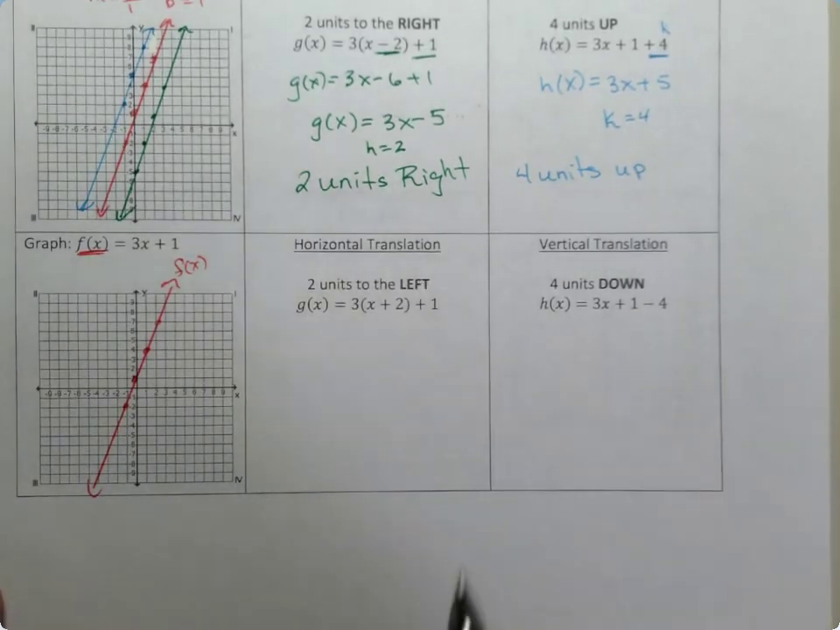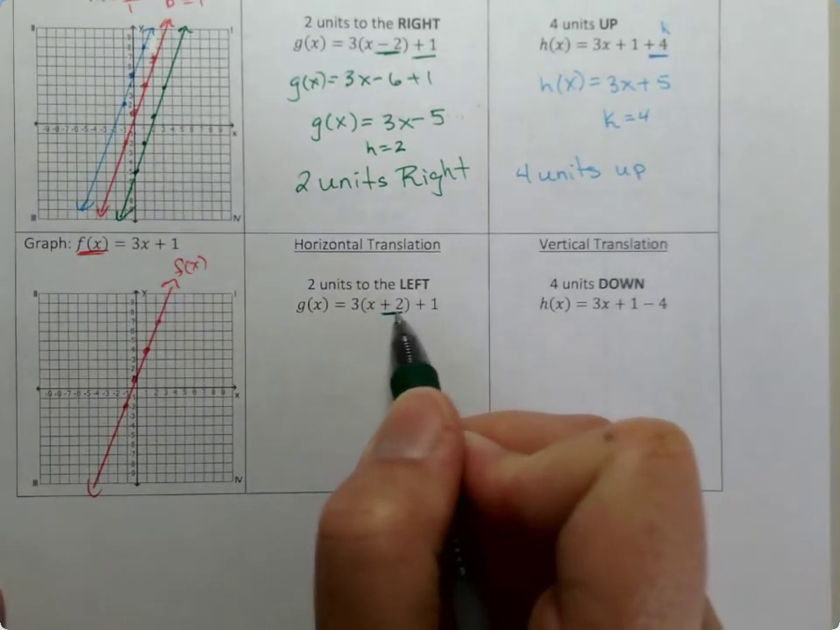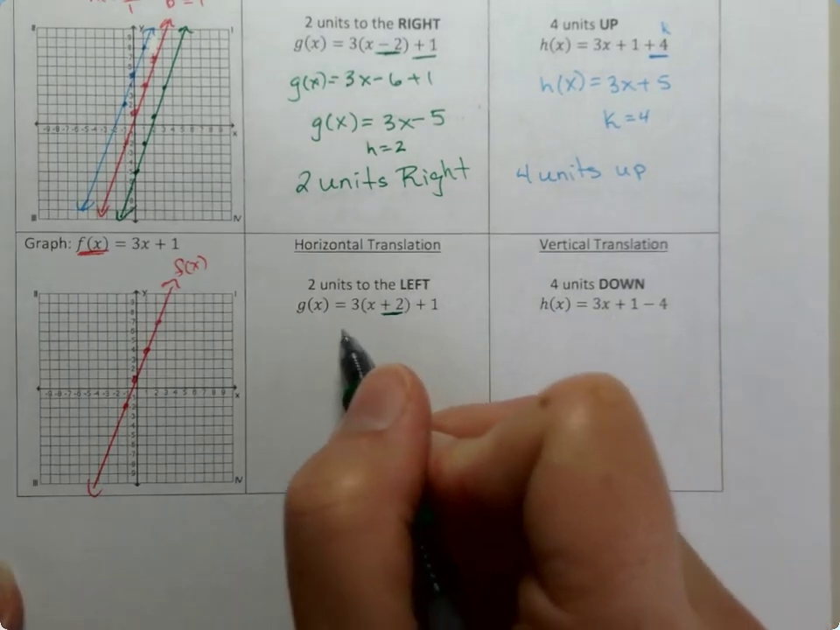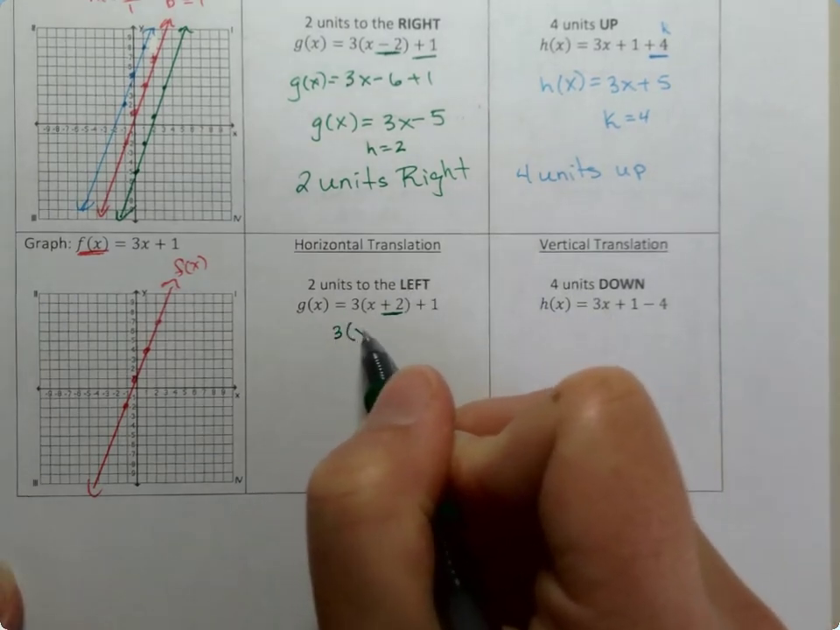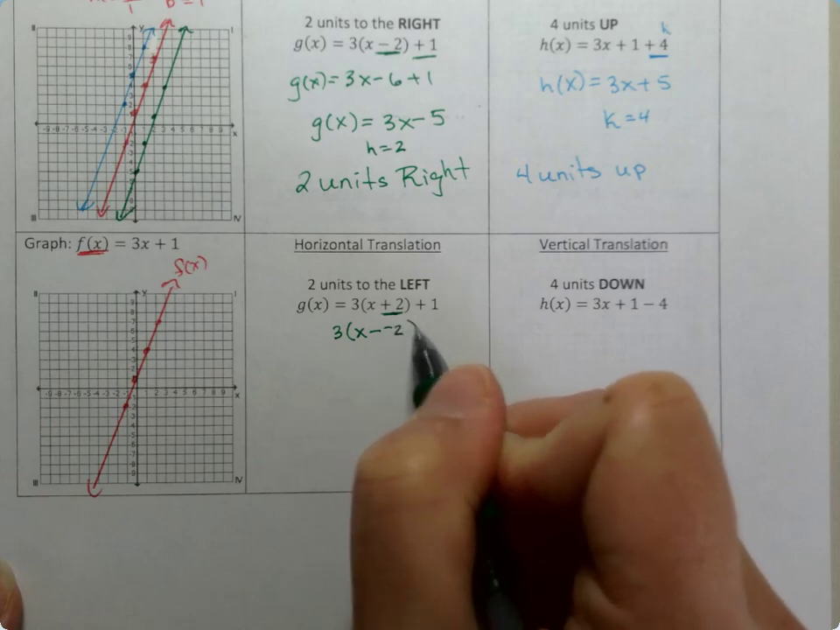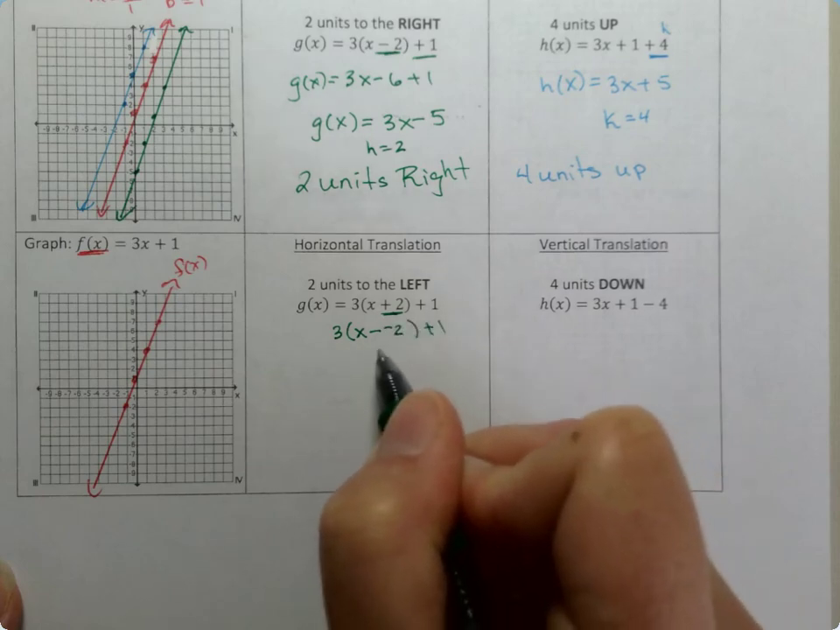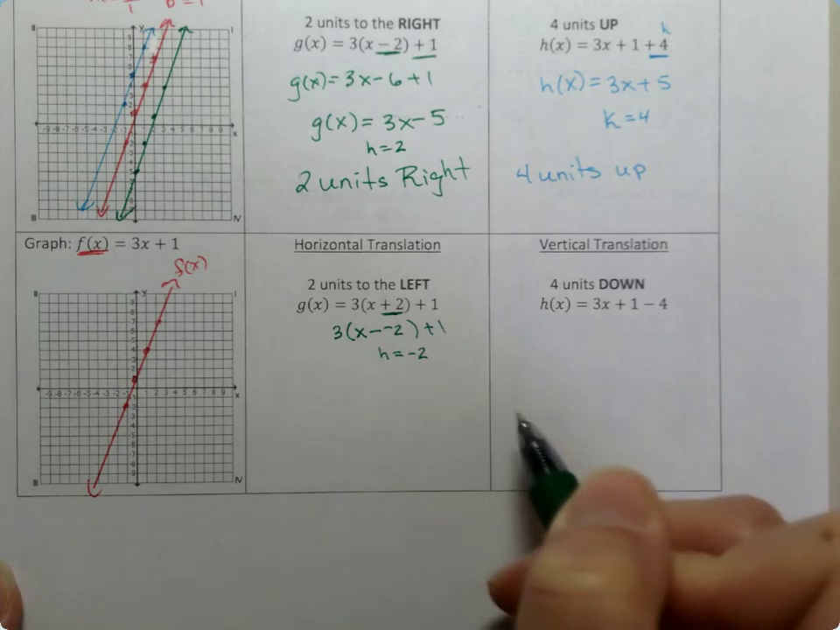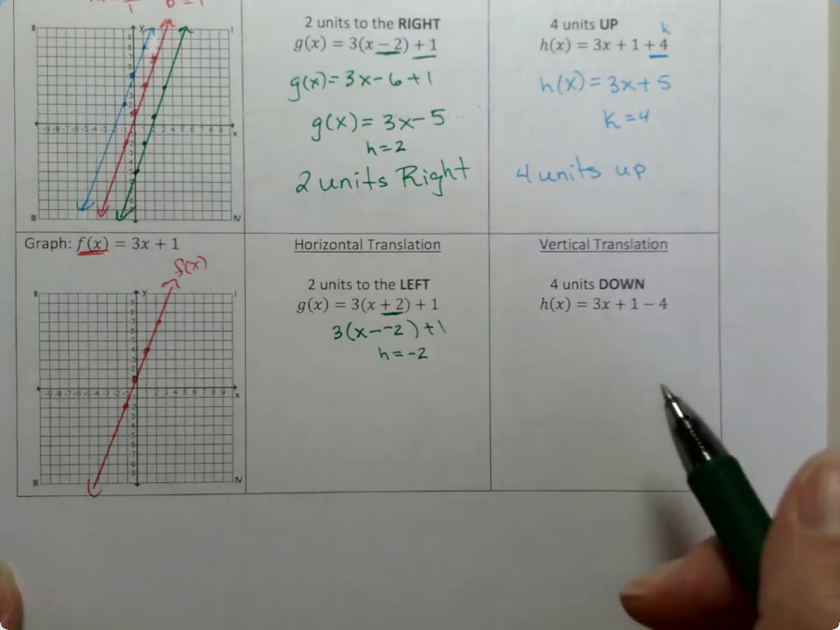And then the first thing I'm going to do here is do this horizontal translation. How do I know it's horizontal? Because it's paired with the x. So in this case, if you think about it, it would have been 3 minus a negative 2 and then plus 1. See how that is? That means h was negative 2. So that's going to move my graph left 2 units.